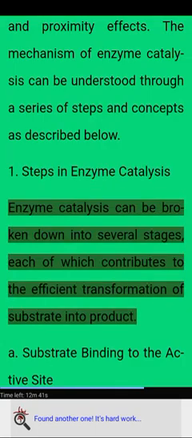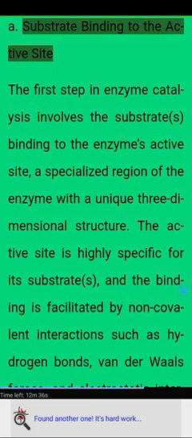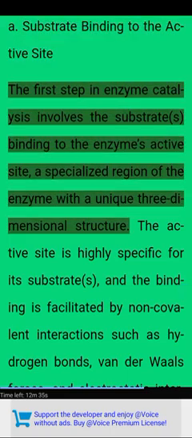1. Steps in enzyme catalysis. Enzyme catalysis can be broken down into several stages, each of which contributes to the efficient transformation of substrate into product. A. Substrate binding to the active site. The first step in enzyme catalysis involves the substrate binding to the enzyme's active site, a specialized region of the enzyme with a unique three-dimensional structure.